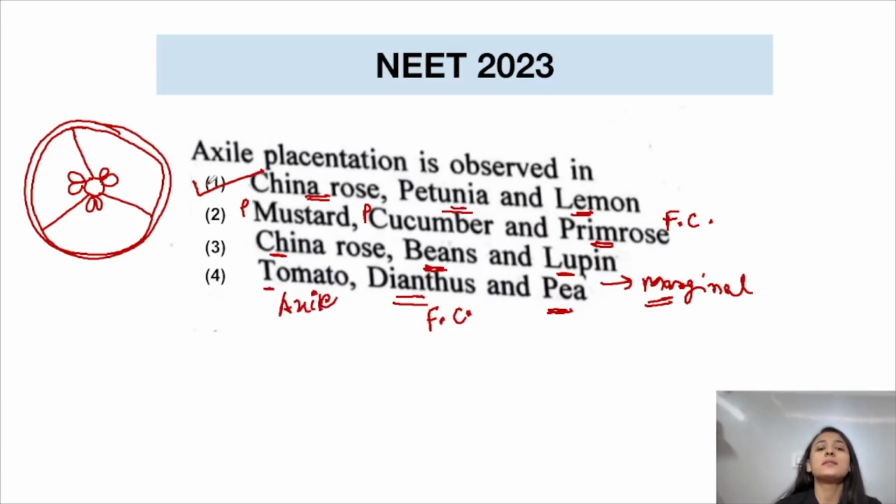So the correct answer here is option number 1. In fact, while studying axial placentation, we studied these 3 examples only: China rose, tomato and lemon. These are the examples of axial placentation. But here, the most suitable option, which has all the members showing axial placentation only, is option number 1. Okay, so let us move forward now.